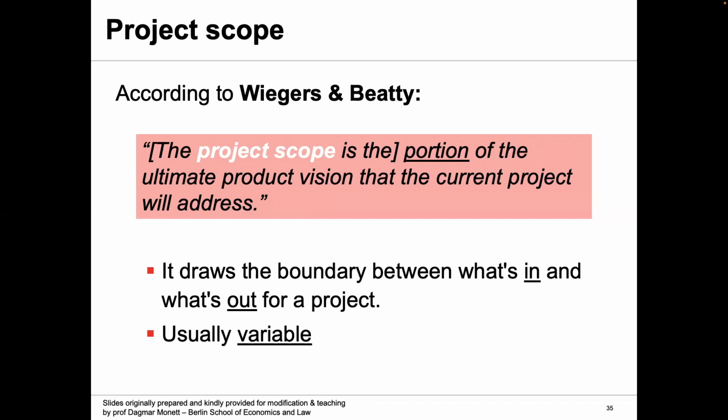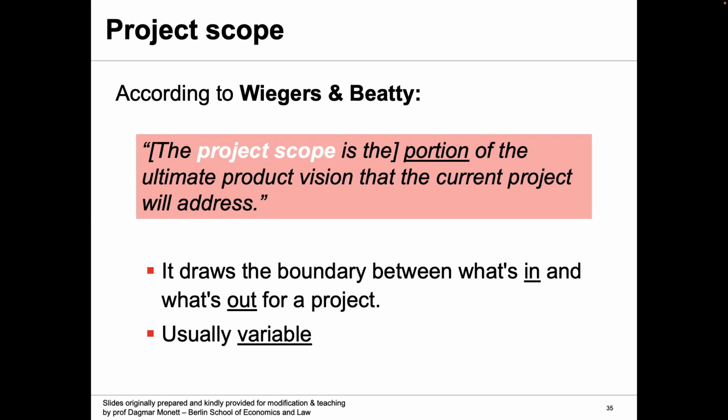And so the project scope, like in the real world, is usually signed off by very senior project managers, because here we have allocated all the responsibilities. We have outlined the boundaries, the time and cost boundaries, and it's that portion of the ultimate product vision that the current project will address.